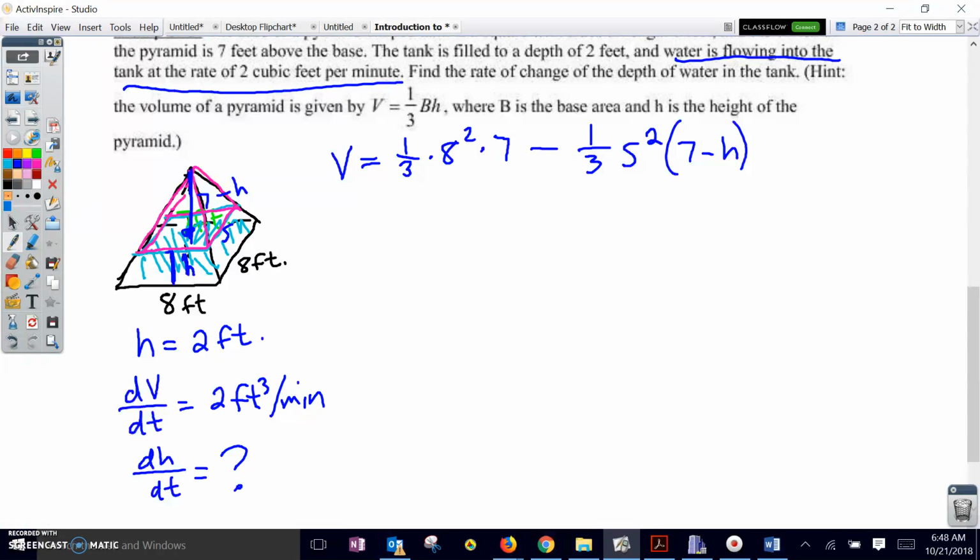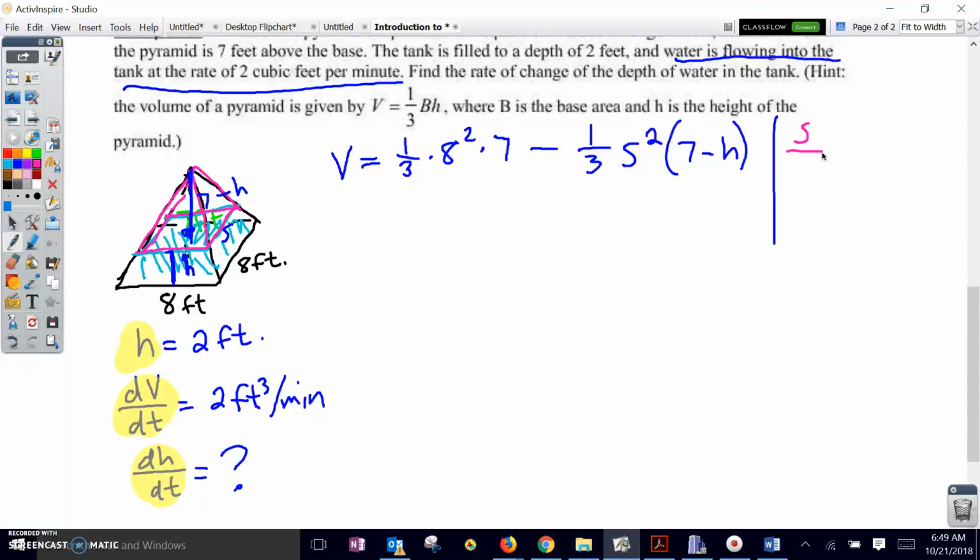Now, since we know H and we know dV/dt, and we're looking for dH/dt, we want this formula to be a formula strictly in terms of V and H. And so we want to replace S with what it's equal to in terms of H. And the fact that the pyramid is similar to itself will enable us to do that. I'm just going to set up a little similarity relationship here. Draw it off to the side. Maybe change colors.